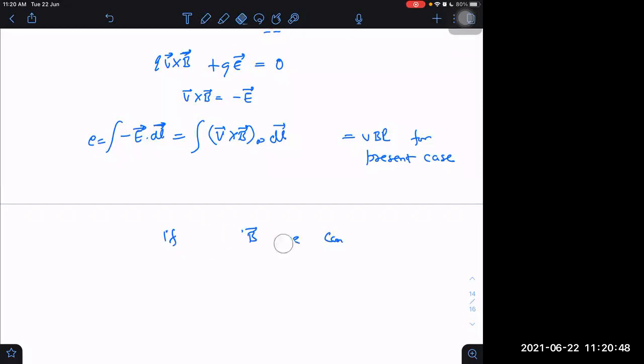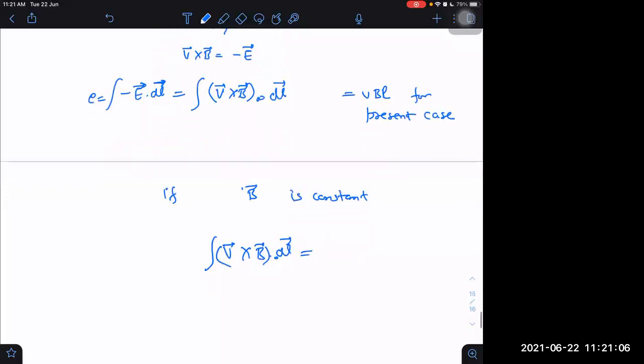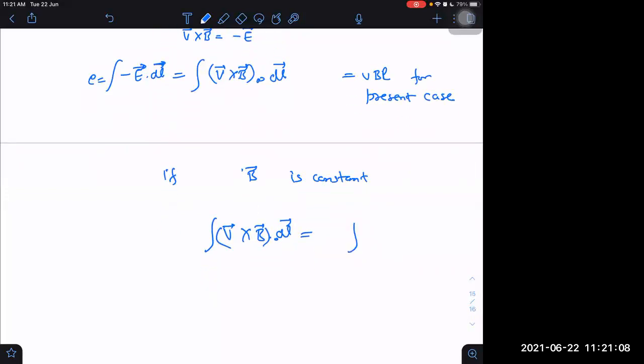At least B is constant. If B is constant, what can I write then? I can write the integral of V cross B dot dl, which is a scalar triple product. I can change the order of terms and arrange it in such a way that I can write, I think, V cross B dot dl, or I can write in other ways.